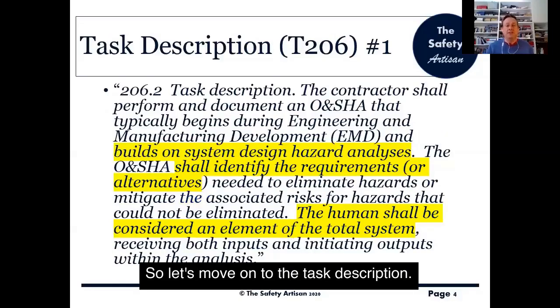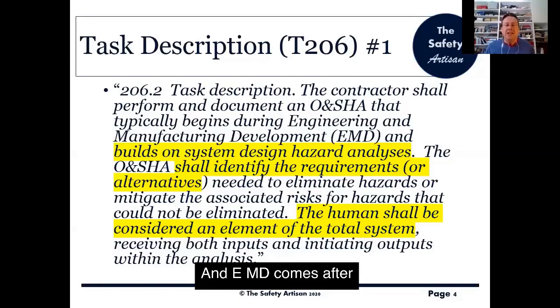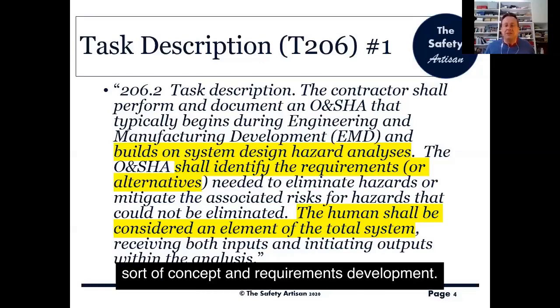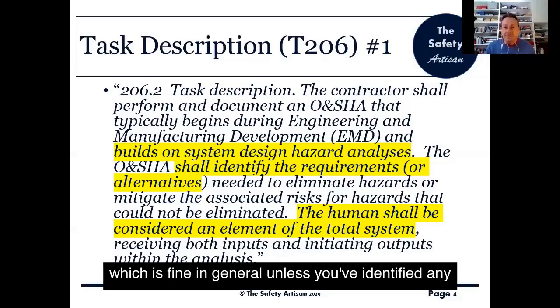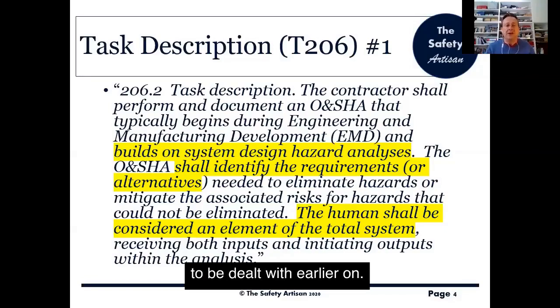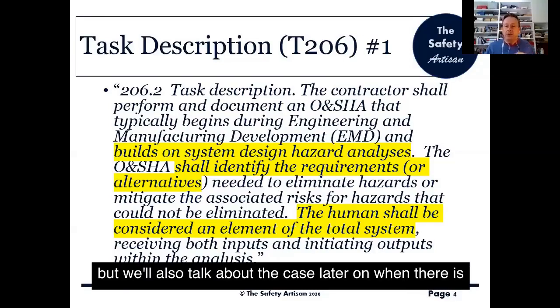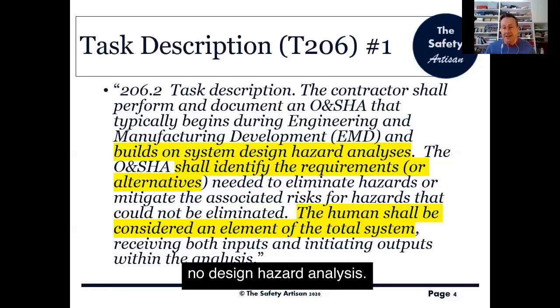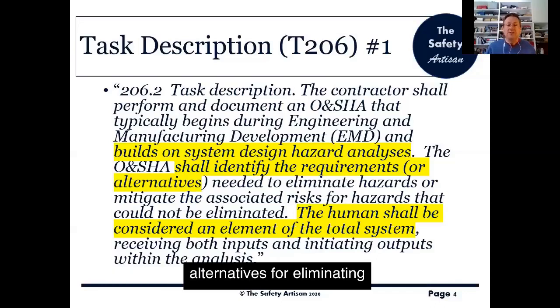So let's move on to the task description. So we're assuming an American style life cycle for a big system here, and EMD comes after sort of concept and requirements development. And so we're suggesting that OSHA can wait until then, which is fine in general, unless you've identified any particularly novel hazards that will need to be dealt with earlier on. And as it says, it should build on design hazard analyses. But we'll also talk about the case later on when there is no design hazard analysis. And the ONSHA shall identify requirements or alternatives for eliminating hazards, mitigating risks, etc.